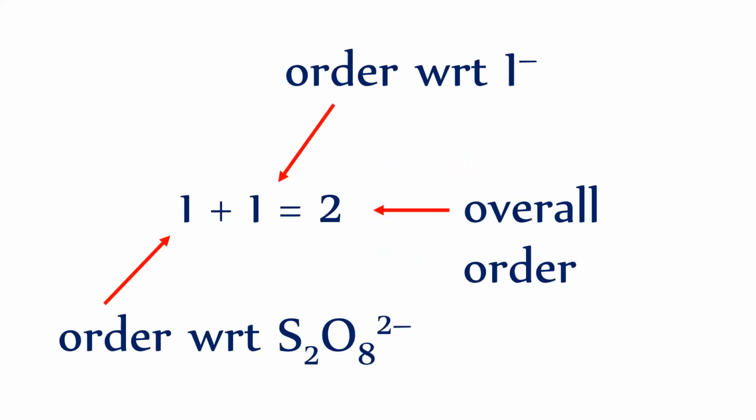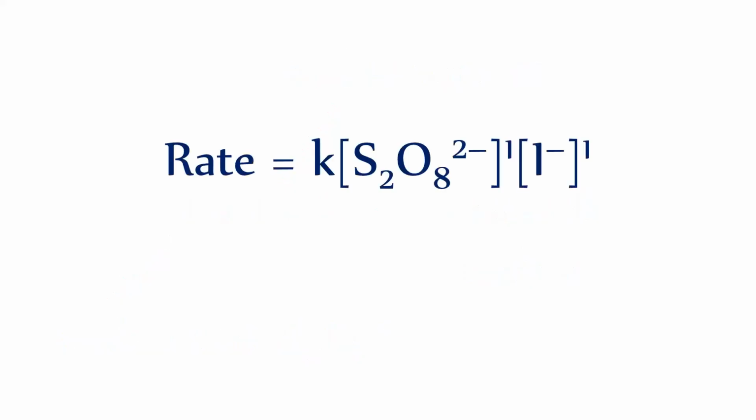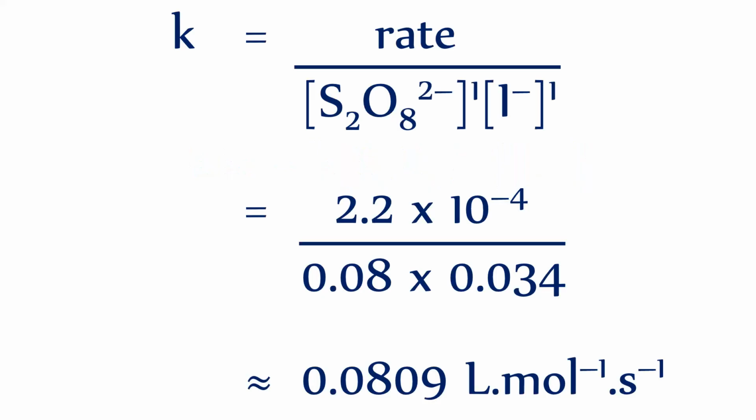Overall, the reaction would be order 2, because we simply add the orders of the reactants to get the overall reaction order. So overall, the reaction order would be 2, but for each reactant, it's 1. And then we rewrite the rate law with our powers now. Now that we know what those powers are, they're both 1. So we have the rate is equal to K times the concentration of S2O8 2- to the power of 1, multiplied by the concentration of iodide to the power of 1. And then we can determine K, the rate constant. Plugging in the numbers to that rate law, we see that K is approximately equal to 0.0809 litre per mole per second.